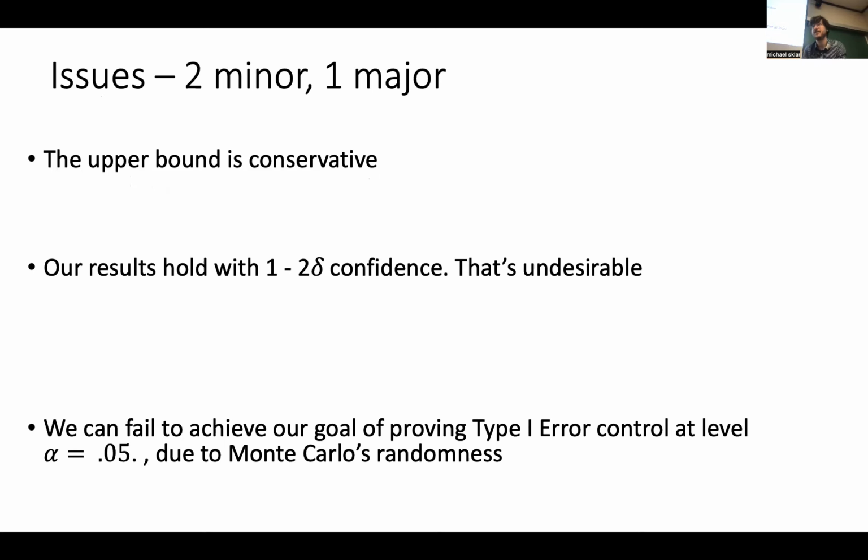And so if I had a design that actually controlled the type 1 error, I might fail to verify this, consistently, depending on how I'm running it. I could just get bad luck in my Monte Carlo. That's not so great. So we have some solutions for these.